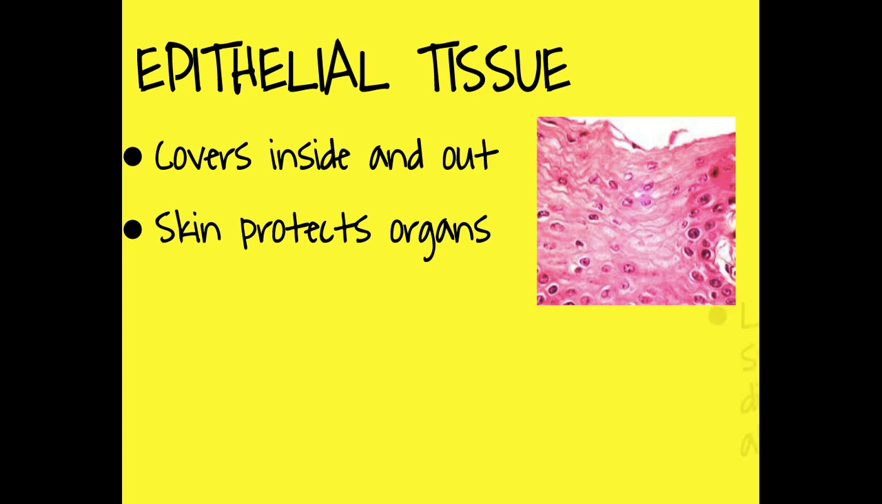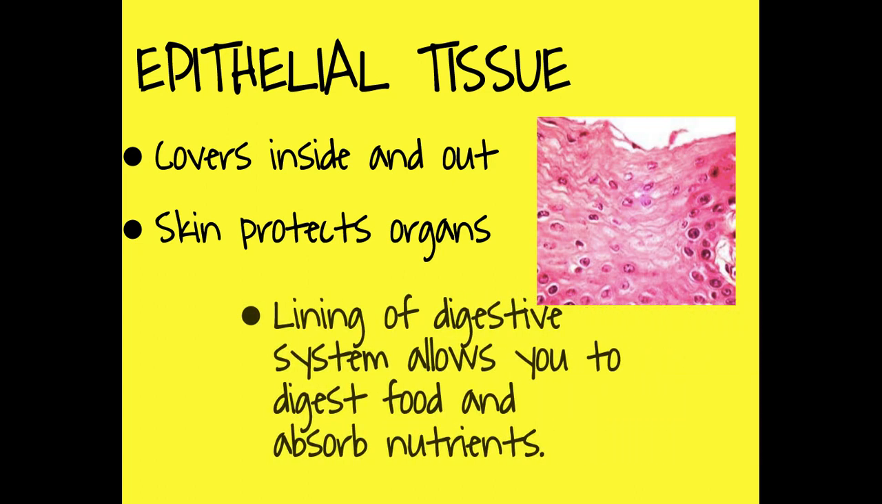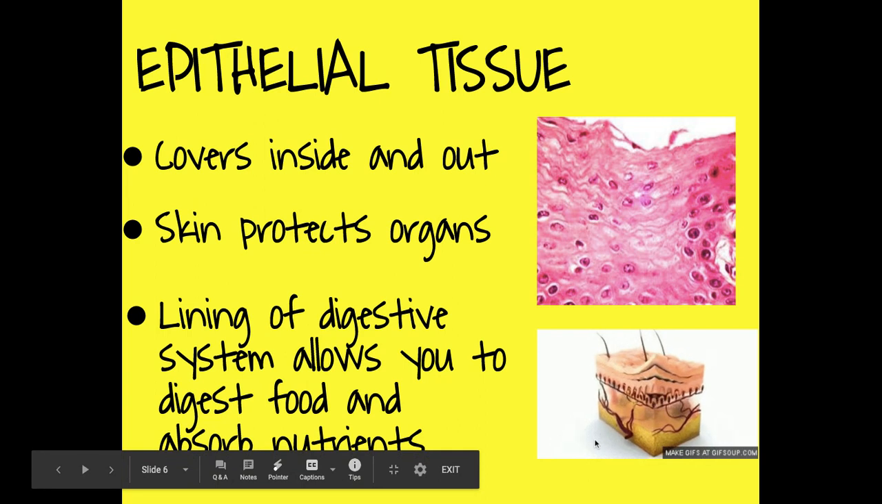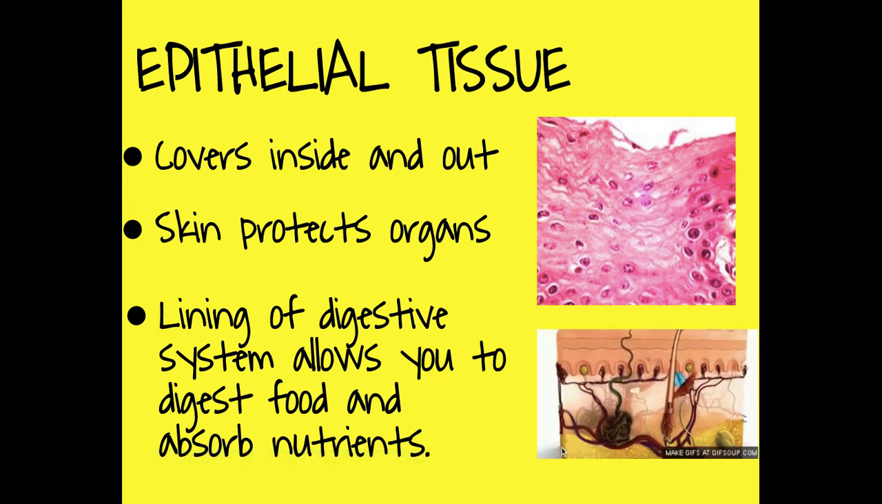And here's just a microscopic picture of that. For instance, the lining of your digestive system is covered in epithelial tissue, and that allows food to be digested and absorbed more easily. So it takes in nutrients. So it's a different kind of epithelial tissue than your epithelial tissue on the outside of your body. And this gives you an idea of the epithelial tissue on the outside of your body. It gives you sort of a close-up.